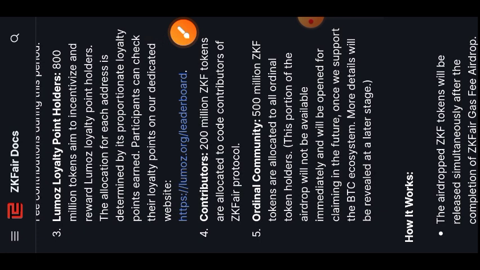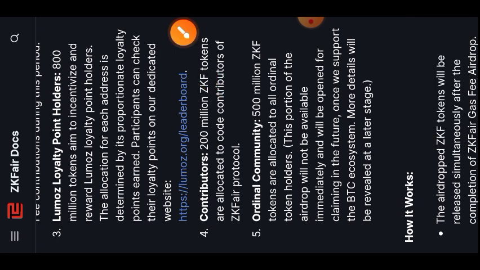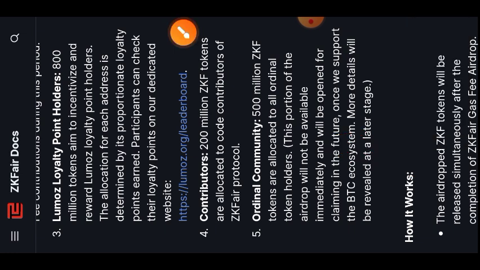People who are loyalty point holders on Lumos are also going to receive 800 million ZKF tokens. Another 200 million ZKF tokens is allocated for code contributors of ZKFair protocol. That should be for developers on GitHub. And then lastly, 500 million ZKF tokens are allocated to all ordinal token holders. The claiming of this one won't be instant. So this is just how the allocation is going to be like.